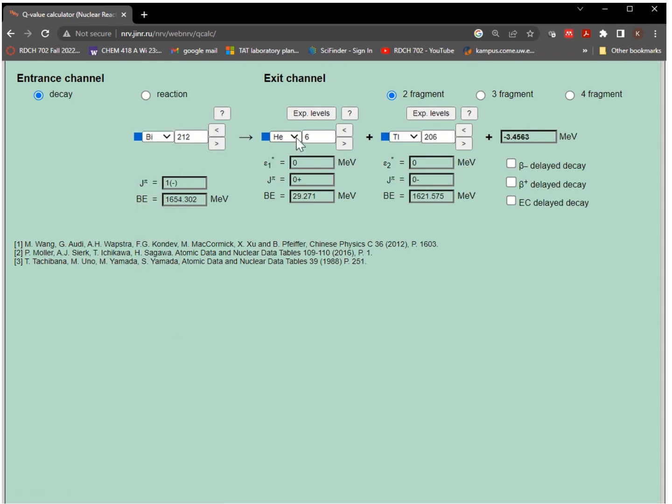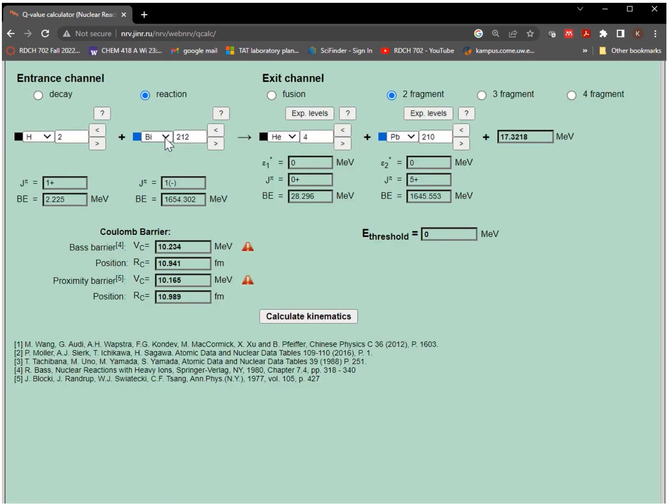Bismuth-212. Let's just make it go to an alpha particle, thallium-208, and we get the Q value. We can do a reaction: lead-206 plus deuterium. Let's make gold. And beryllium-11, and here's the Q value.